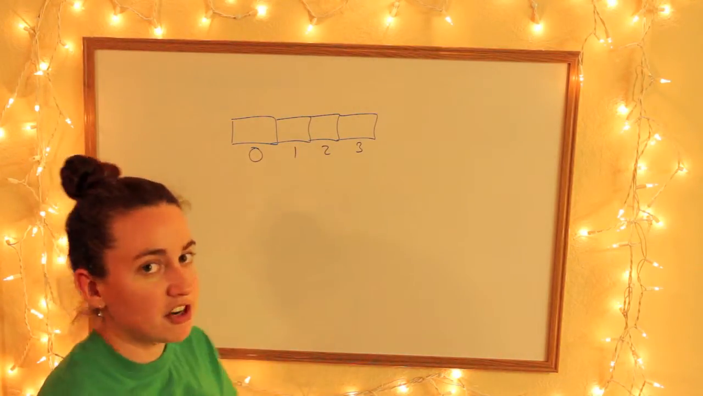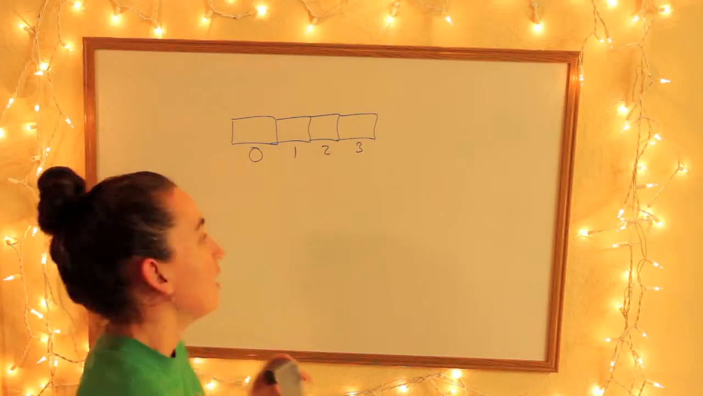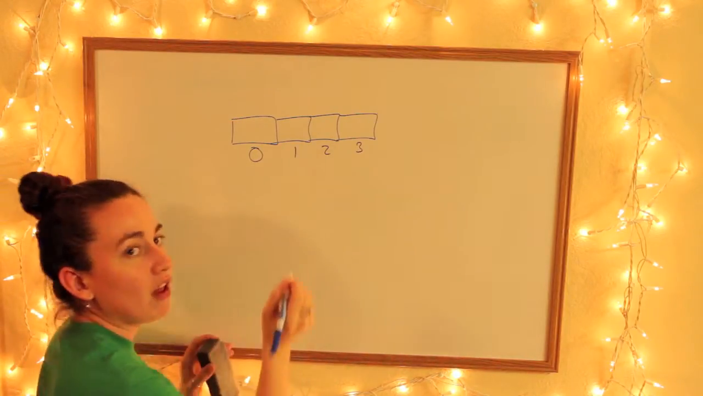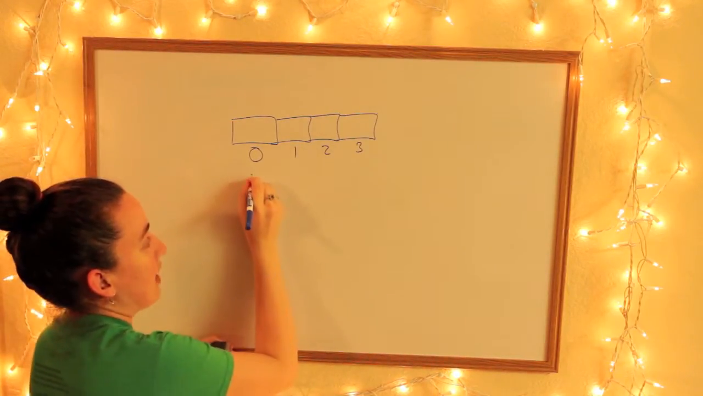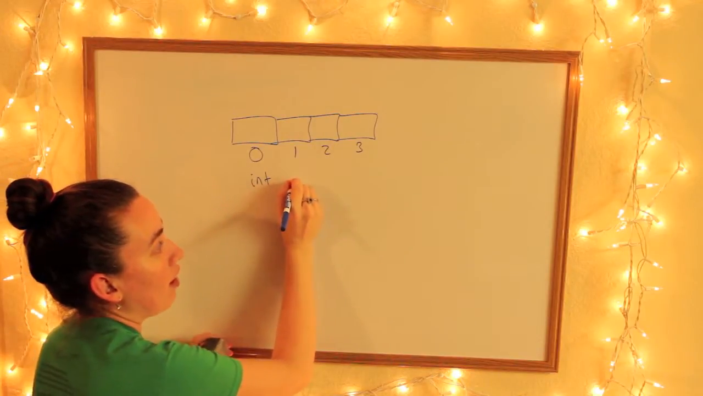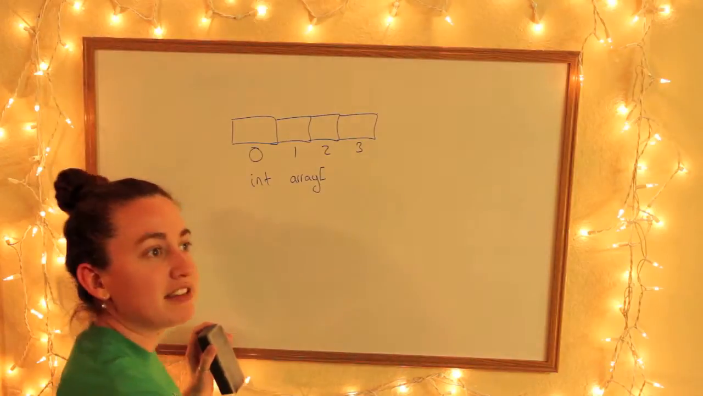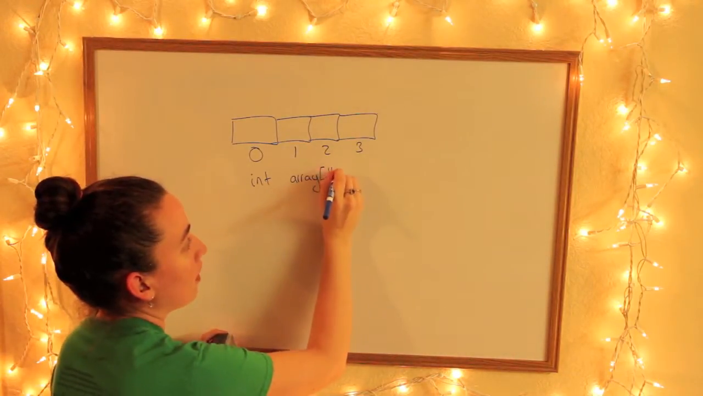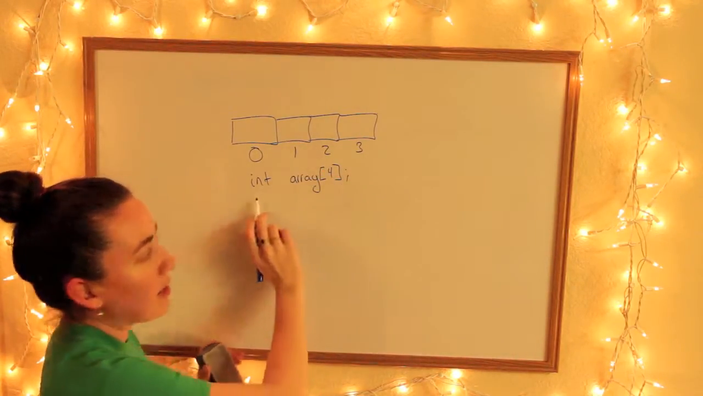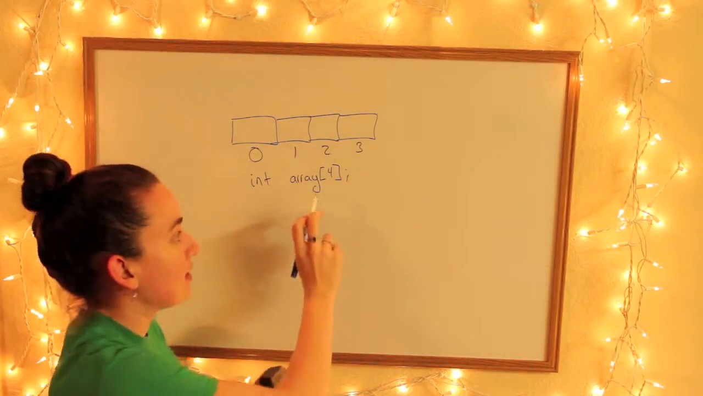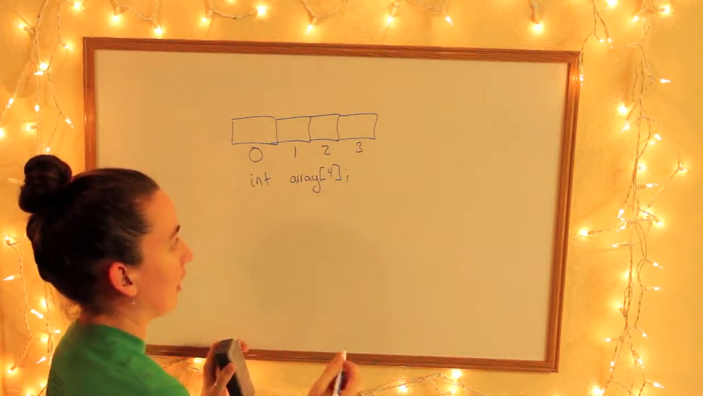And usually arrays are associated with brackets. So say we're going to have an array that's full of integers. So we'll say int, we'll just call it array for right now, and we want it to be of size 4. So now we have an integer array that is of size 4, so it goes from 0 to 3.